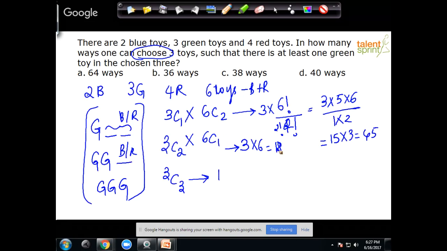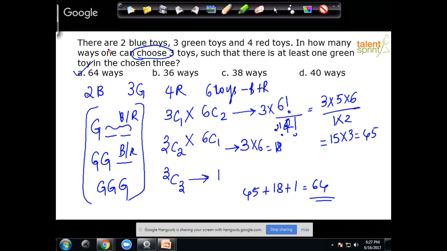Correct? So what is the final answer? In how many ways can this be done? 45 plus 18 plus 1. That is equal to 64. So the answer for this question is 64. I think Samuel got the answer correctly. Very good, Samuel. The others, I hope it was clear how we did it now. Correct. 64. Everybody got 64?